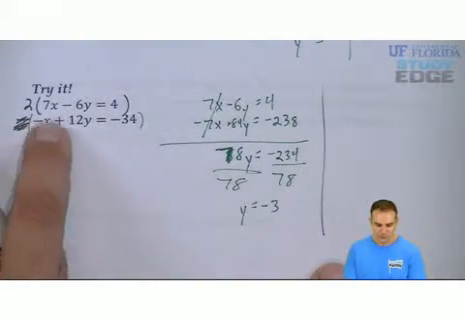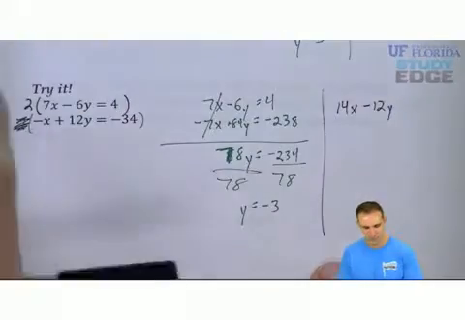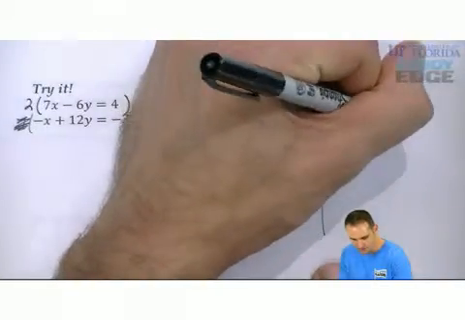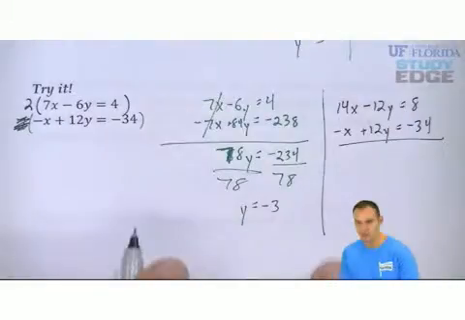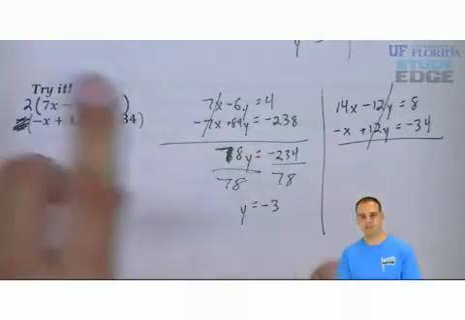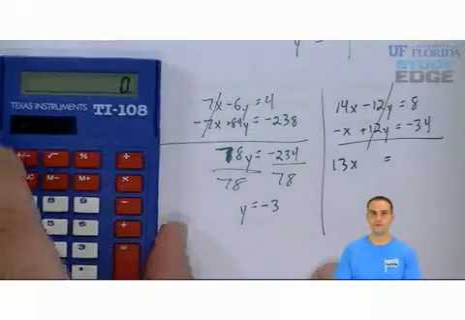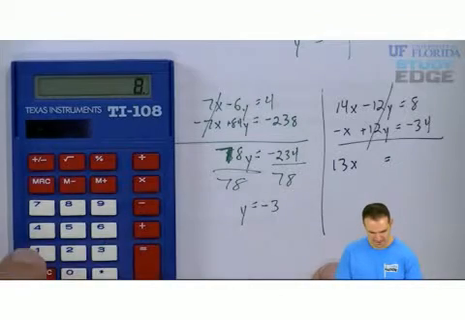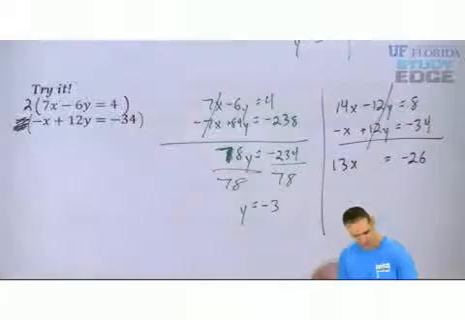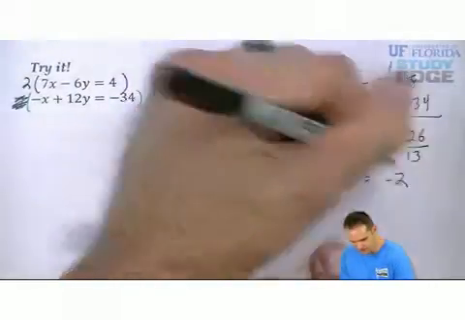So in this case, 2 times 7x is 14x. 2 times negative 6y is negative 12y. And 2 times 4 is 8. And you leave the bottom equation this time alone. A little bit better to use if you think about it. So in this case, 12y and negative 12y are eliminated. 14x minus x is 13x. 8 minus 34 is negative 26. Divide both sides by 13. You get x equals negative 2.